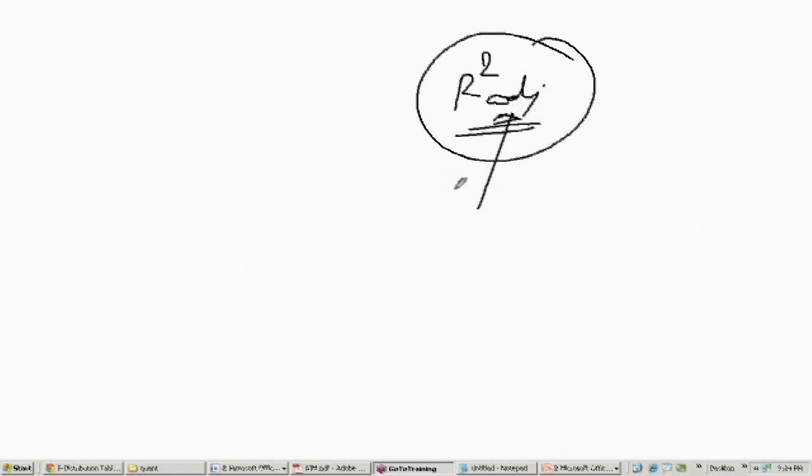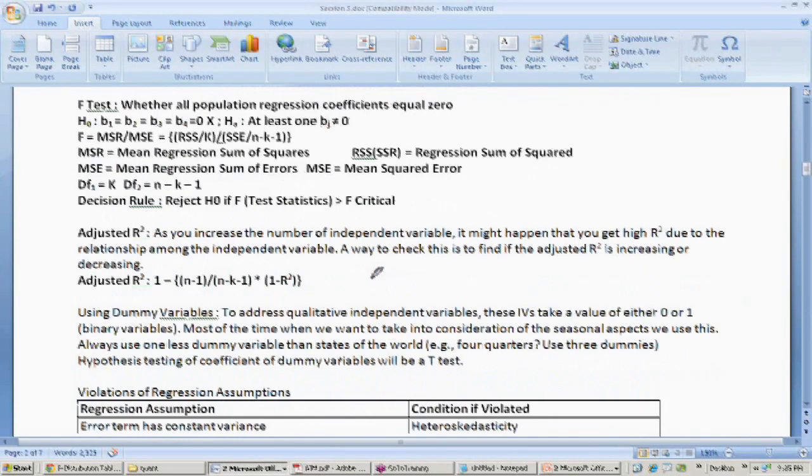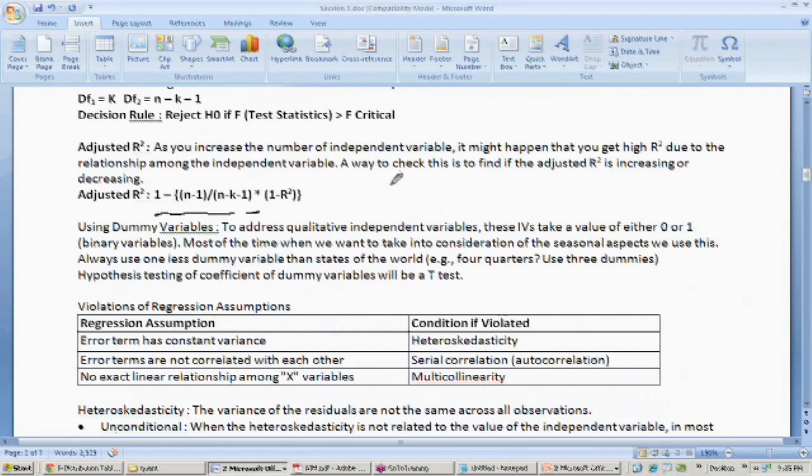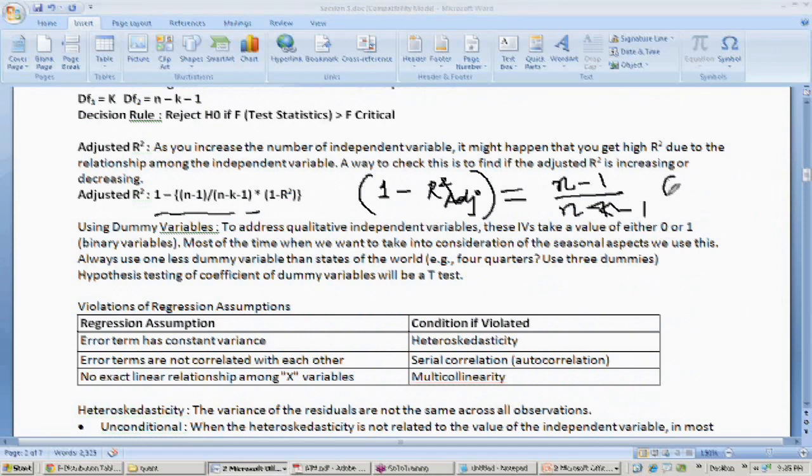Now, what is this adjusted r square? Firstly, let's look at the formula. It looks like a very difficult formula, but we write it this way: 1 minus r square adjusted will be equal to n minus 1 divided by n minus k minus 1, into 1 minus r square. This r square you are getting from the actual regression. It typically keeps on increasing as you add more and more variables, but in reality you might only think that a relationship is being added.